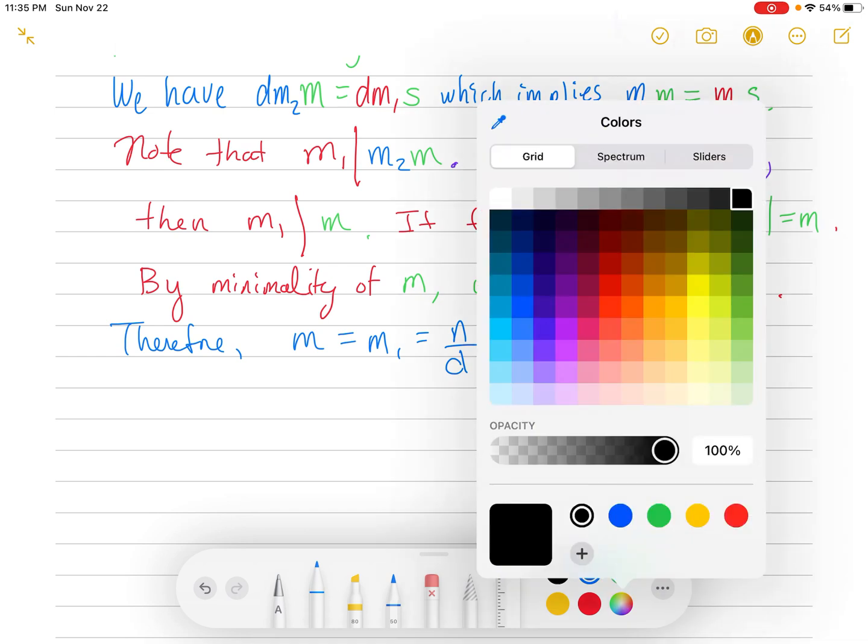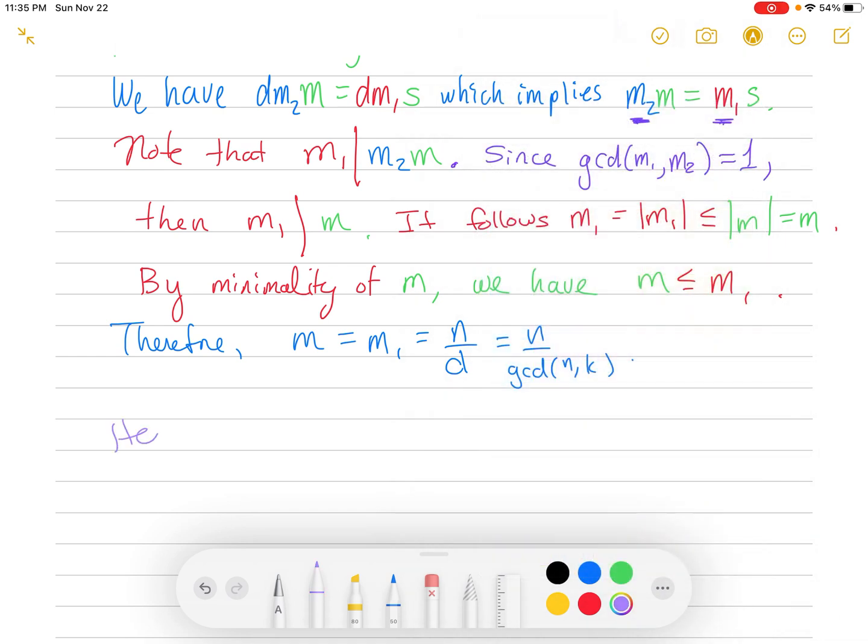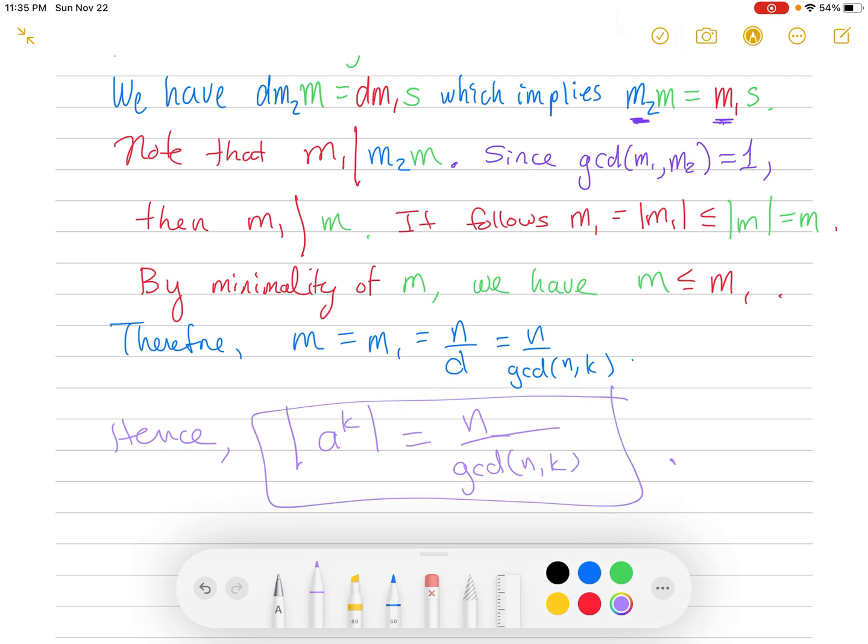So we have proven, hence, the order of a to the k is m1, which is n over the GCD of n and k. Proof. Done. So know that formula. Know that formula. You don't have to know this proof. This is a somewhat tricky proof, but know that formula. Okay, so we'll actually work a problem or two using this.